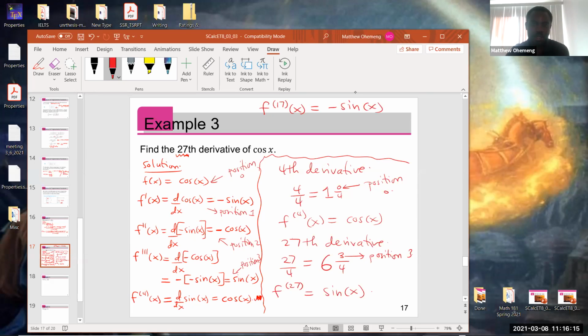Why? Because you just do 17 divided by 4. 17 divided by 4 is 4 whole number, and 1 over 4. So that means you're looking at position 1, and position 1 is negative sine. So negative sine of x. Perfect. Thank you so much.